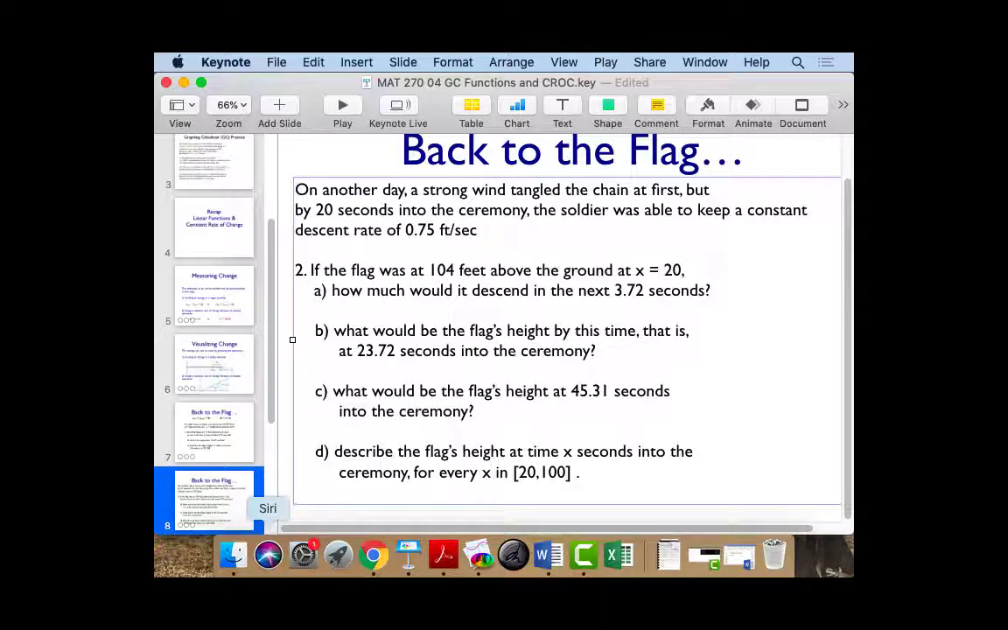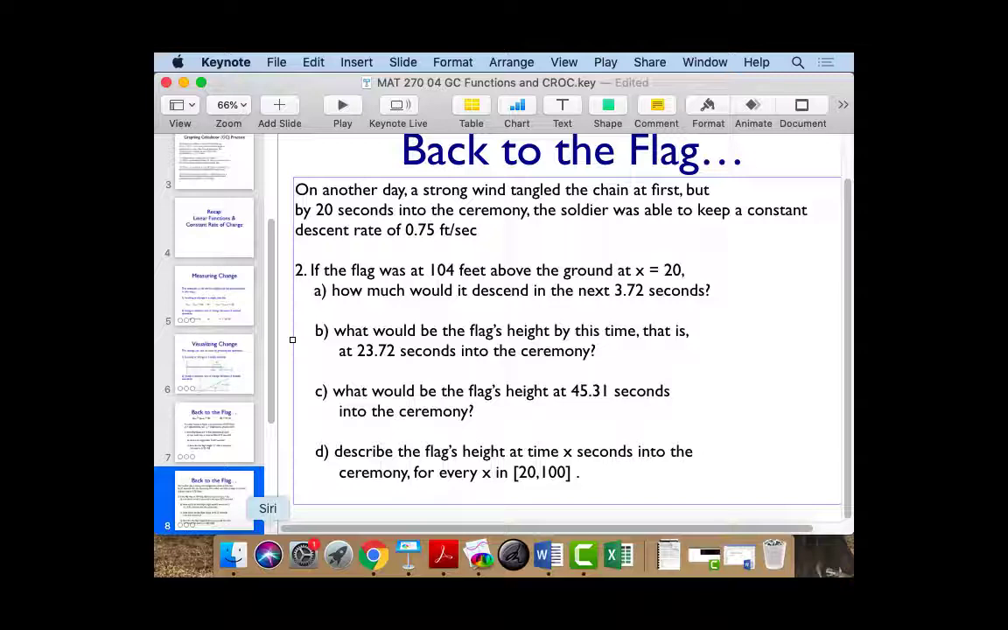I don't know where 0.31 was from. Something else. Oh, it was 0.31. Sorry, looking at the wrong part of the question. There we go. 25.31 seconds have passed between time 20 and time 45.31.